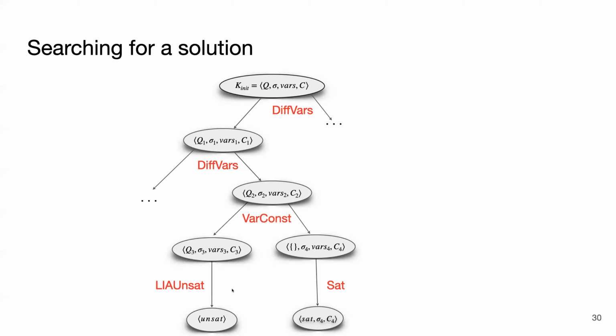If you reach a state where all of the leaf nodes are unsat, then we know that there is no solution.